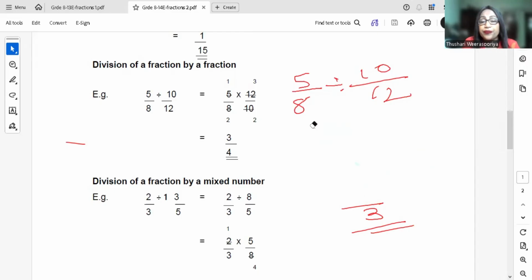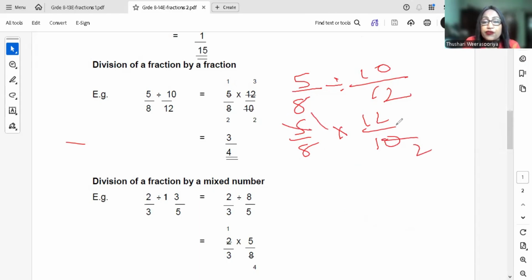We'll do this sum. This is a division sum. 5 over 8, multiplication, then 12 over 10. Then 5 times 1, 5 times 2. We'll divide this by 4. 4 times 2, 4 times 3. Can you simplify this further? No. 3 times 1, 3. 2 times 2, 4. I assume you can understand.